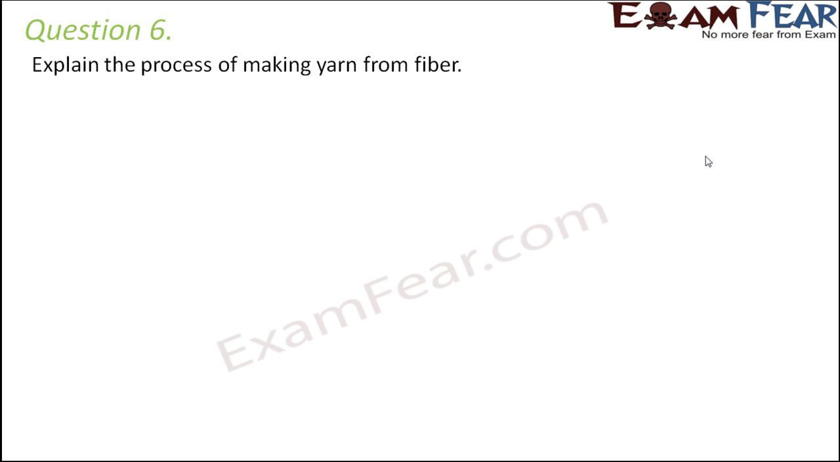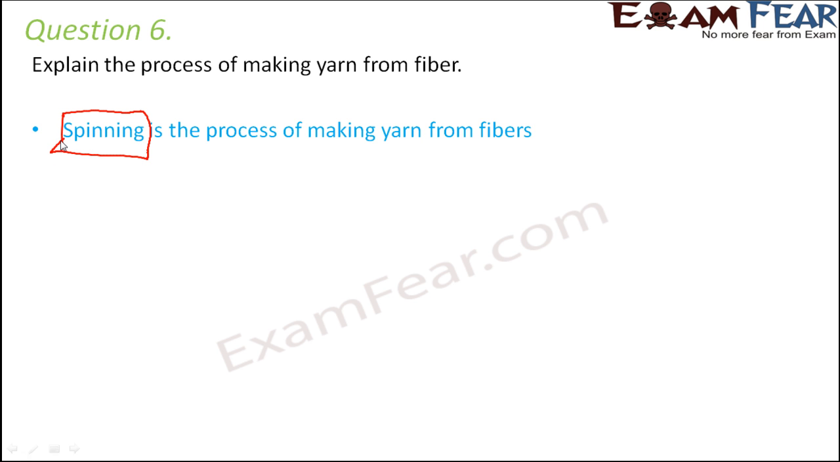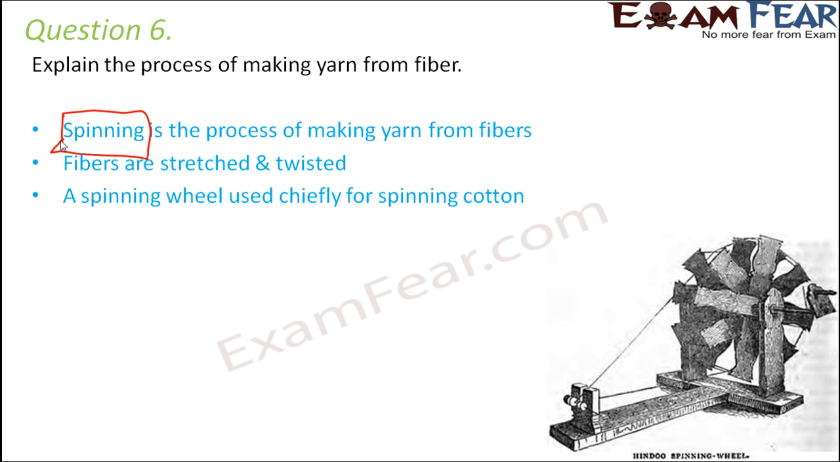Question number 6. Explain the process of making yarn from fiber. What is the process called? Making yarn from fiber is called spinning. In this process we take the fiber, we stretch it, and then we pass it through a spinning device, either the spinning wheel or the spinning spindle. When the device spins so fast, the fiber gets twisted. At the same time we stretch it, so the fibers get stretched and twisted.